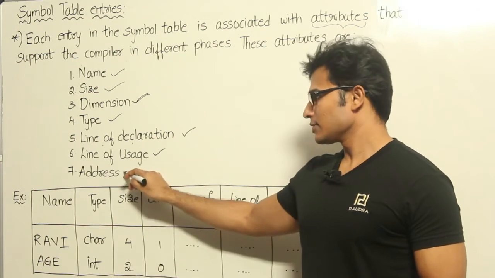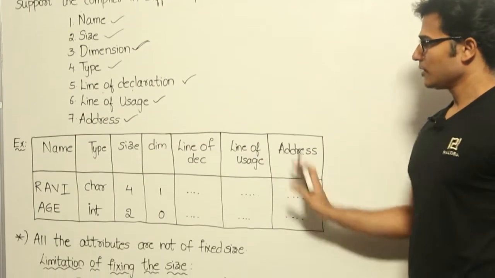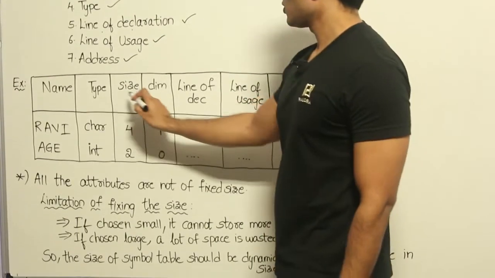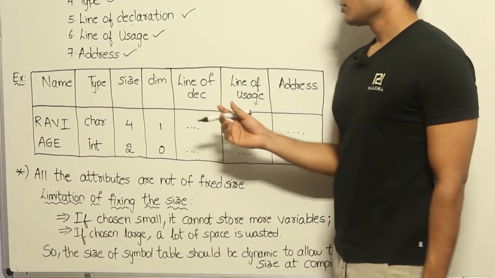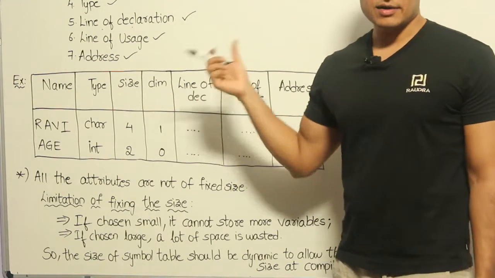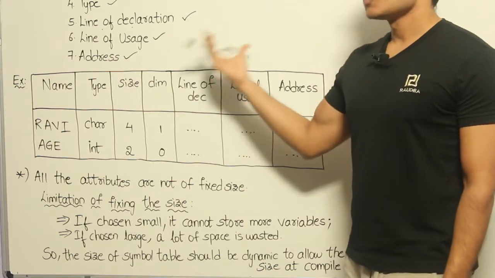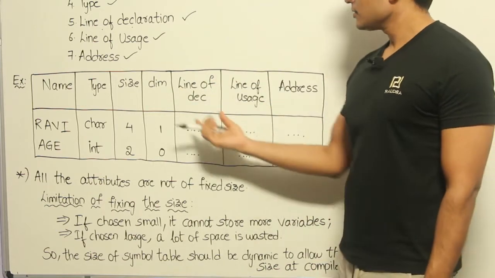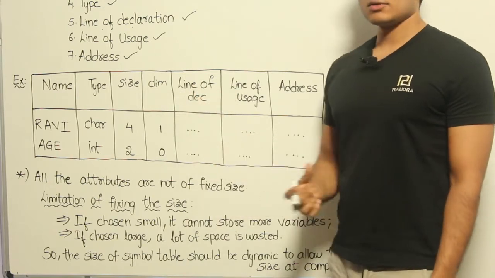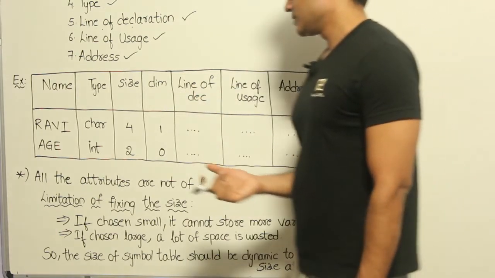And the next one is address, the address of that particular entity. So this is how your symbol table is going to look. It is going to contain all these attributes, and depending on the implementation, a few more attributes may be added by some programming languages, and a few may be deleted. But typically this is the information you are going to see in most symbol tables. So let's see an example.